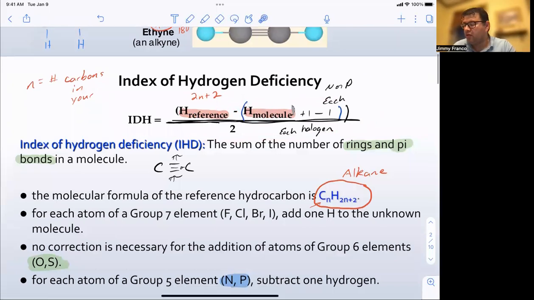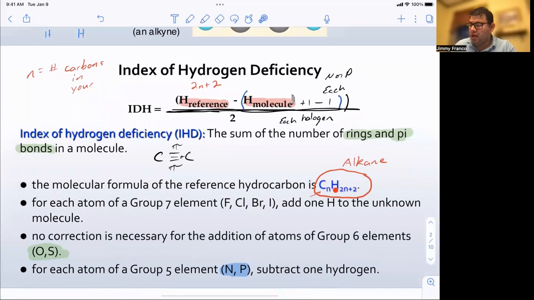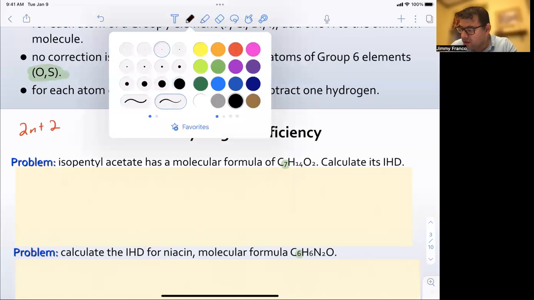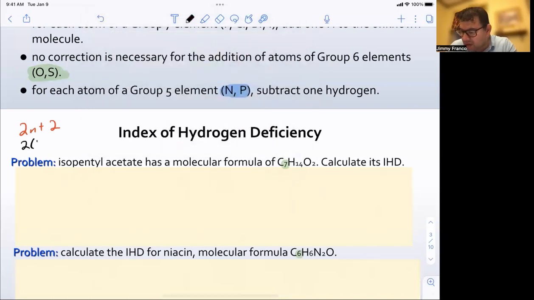All right, so let's keep this formula in mind. H is 2n plus 2, and so that's going to be our H ref. All right, so let's do that over here. So I'm going to write it up here at the top just because we'll use it for a couple of our problems. So 2n plus 2. In this case, remember, we're going to use the 7. So we'll plug the 7 in. So it's going to be 2 times 7 plus 2 equals 16.